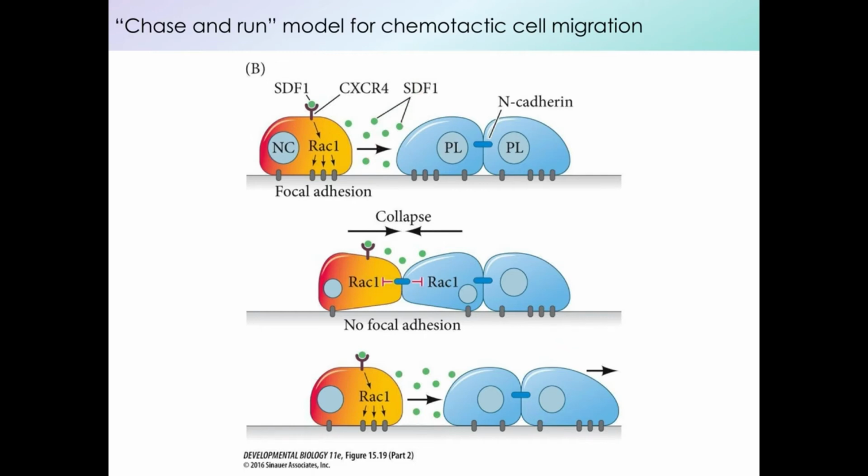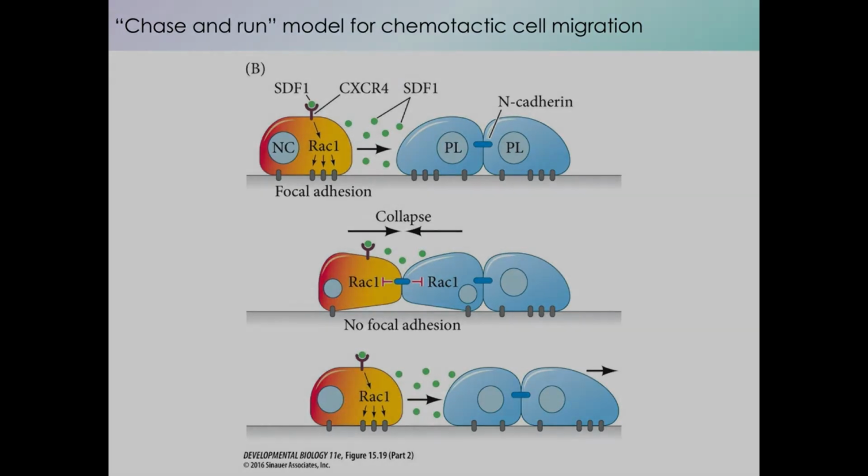Once the neural crest cells make contact with ectodermal placode cells, contact inhibition of locomotion causes the placode cells to move away from the neural crest cells, and this is the run. But these cells continue to secrete the chemoattractants so that the neural crest cells continue to chase after them and are thus able to move to the correct locations.